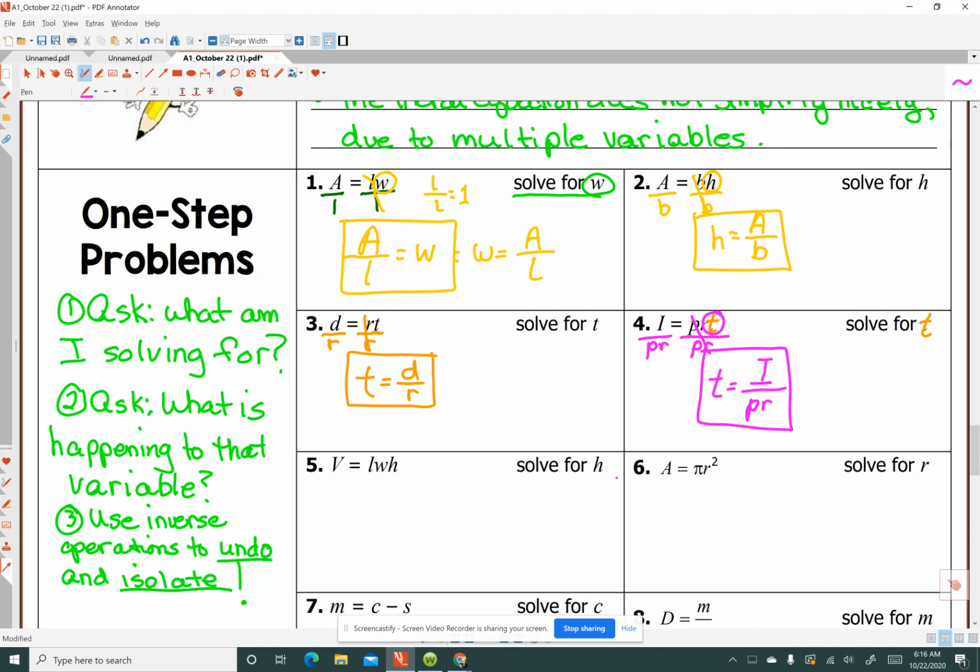Similar to number 4 is number 5, where we're being asked to solve for H. H is being multiplied by LW. So I will use the inverse operation of multiplication to divide by LW. Now I've got my H isolated at this point because LW divided by LW equals 1. So now I am finished. I have H equals V over LW.